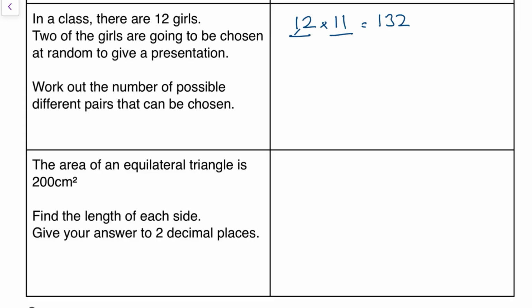But as you've seen me say before on a different question, the problem with that is, let's say Annabelle matches up with Betty. Well, that's exactly the same as Betty matching up with Annabelle. So I'm going to double up my pair. So I need to halve 132, and that is going to give me 66. So the answer to this one is going to be 66.